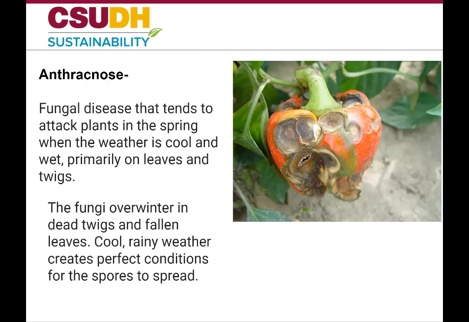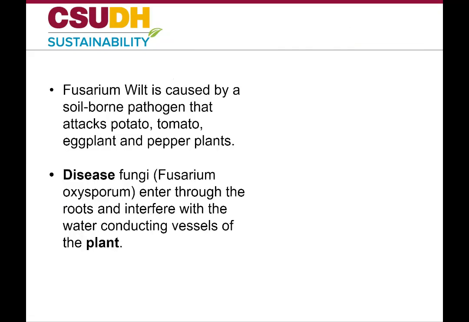So some examples of common pathogens. Anthracnose is a fungal disease that tends to attack plants in the spring when weather is cool and wet, primarily on the leaves and twigs. So the fungi tend to overwinter in dead twigs and fallen leaves, and then cool and rainy weather will create perfect conditions for the spores to spread. Hence these kinds of fungal infections spread over your plants, based on those conditions.